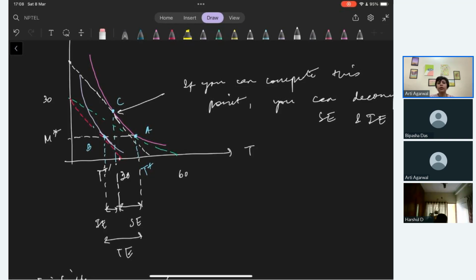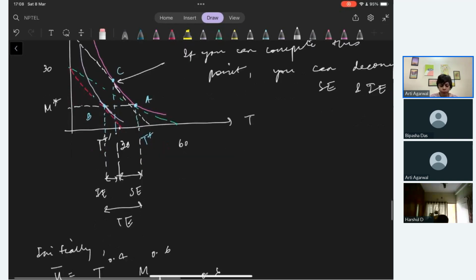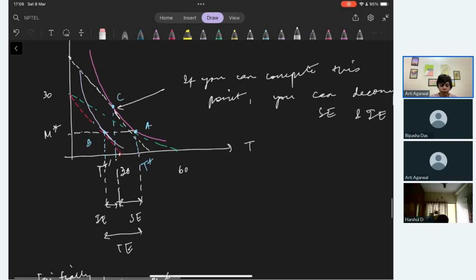Out of these, substitution effect is the one which we can calculate, because substitution effect is calculated by keeping utility constant, right? So if we know the initial values of optimal consumption, we can find the initial utility level, and using MRS equal to MRT, we can find the intermediate values of consumption at point C, right? This is point C. So this is what we have done now.